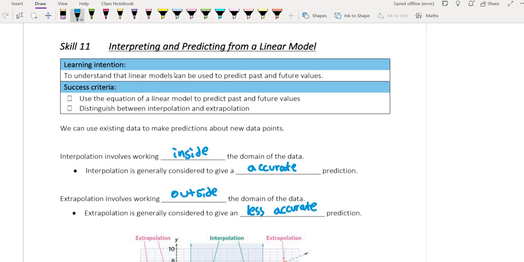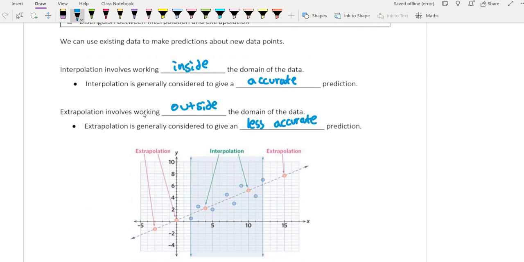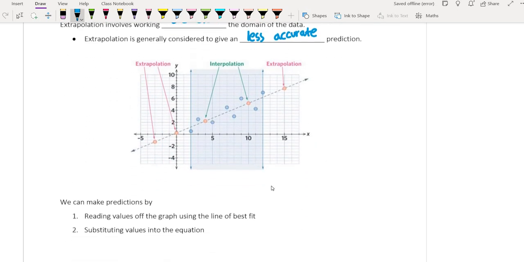This lesson we're looking at making predictions using a linear model. So let's have a look at this linear model here. All these blue dots are our original data. This is given to us, and based off of these blue dots, we draw a line of best fit. Now, using this line of best fit, we can make some predictions.